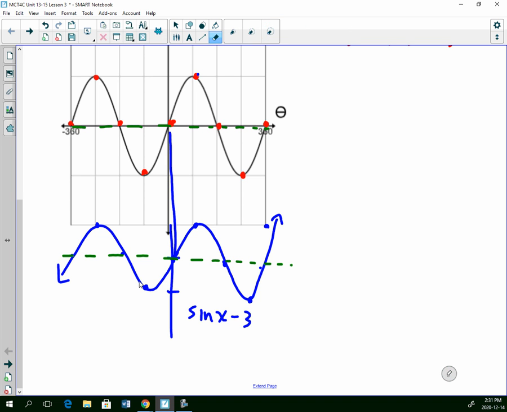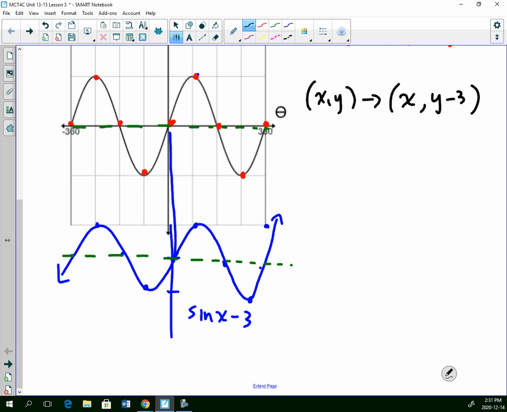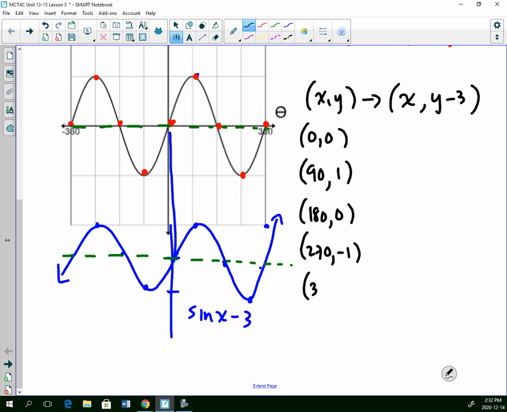We can also apply the transformation with mapping notation. So the x is not changing, but the y is shifting down 3. Okay, because it's a vertical shift, so it's going down 3. So I could list my 5 points on sine. Remember, you need to know these points. These are your critical points that give the graph its shape.